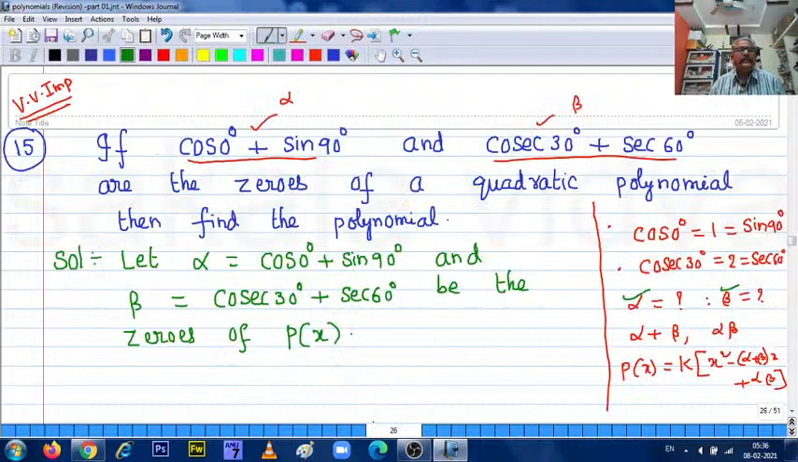Once again go through the question. So note down the question.